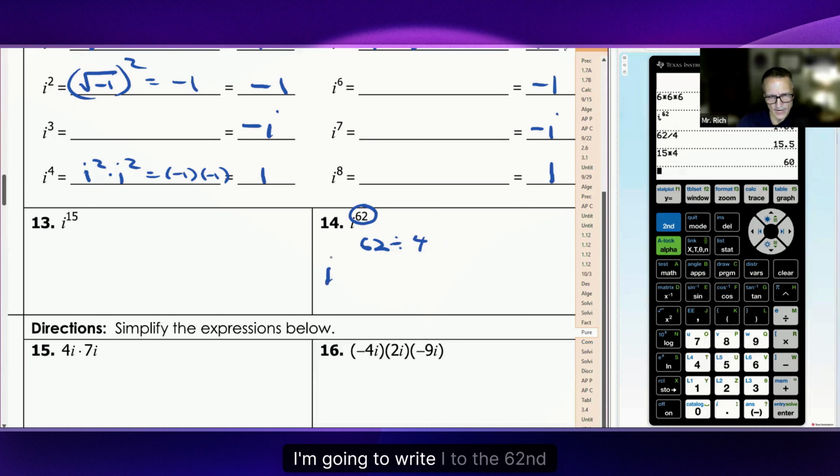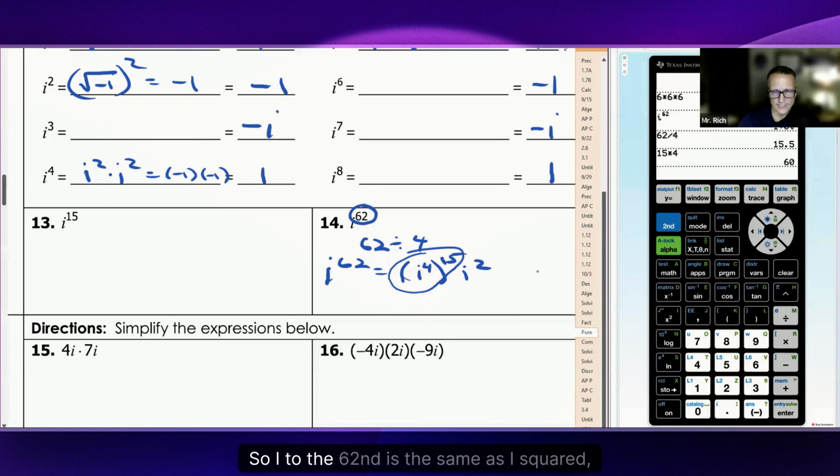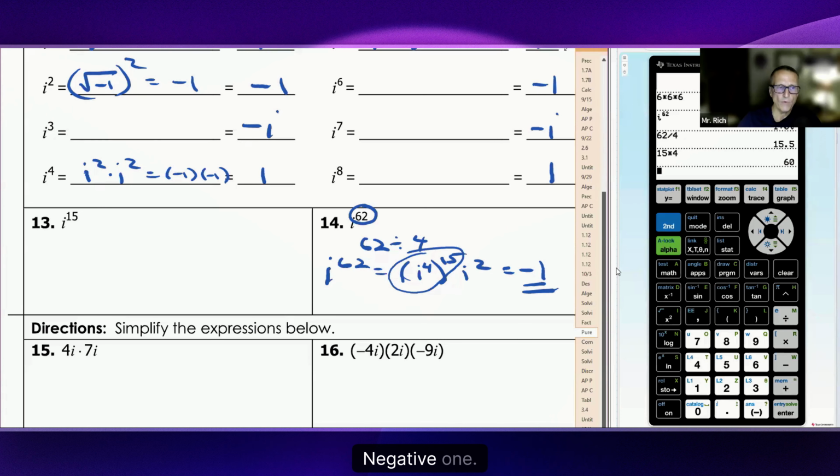Okay, why did I do that? Because I'm going to write i to the 62nd as follows. I'm going to write it as i to the fourth raised to the 15th times the 2 that are left over, right? Because 15 times 4 is 60. That's i to the 60th, but I need 62 i's. So it's i squared. Well, why did I do this? Because I know what that is, right? I to the fourth is the number 1. 1 to the 15th is 1. So i to the 62nd is the same as i squared, which I know is -1, which is what my calculator told me up here, -1. All right, so that is that.